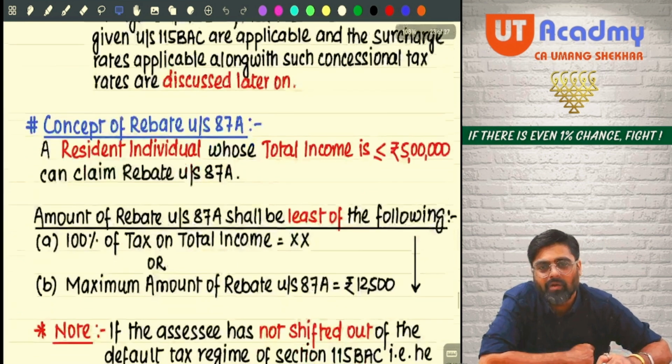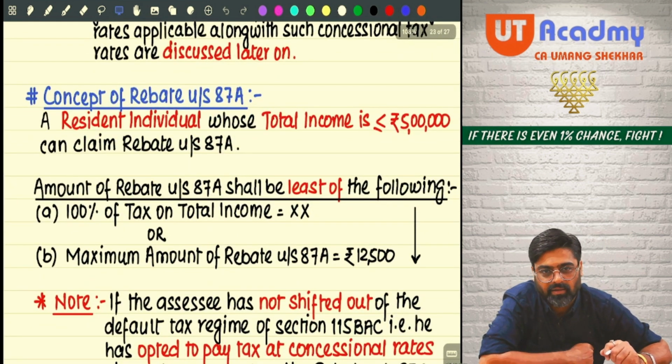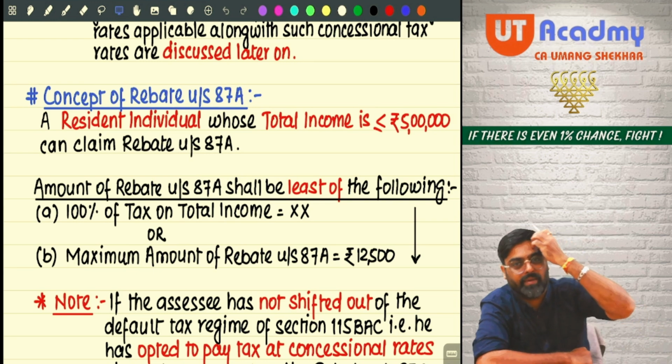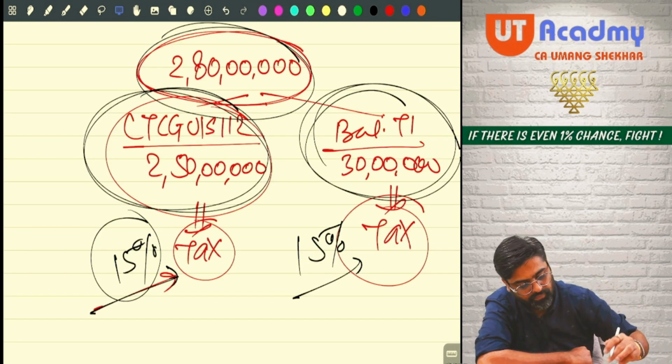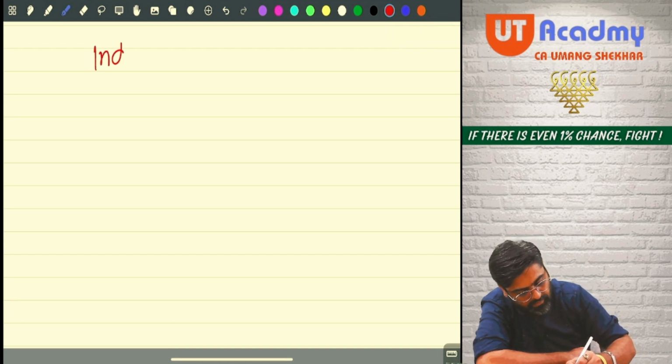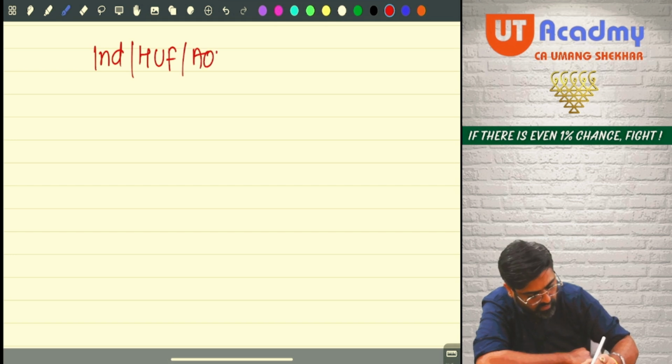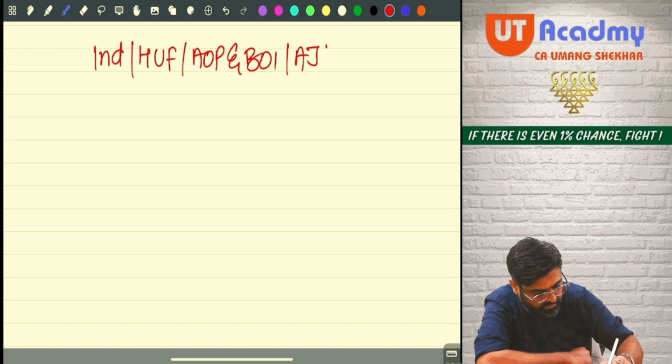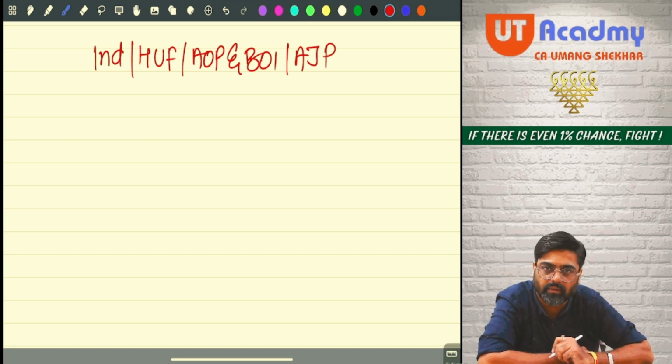Okay. Now I will discuss the concept of rebate under section 87A. So there is a concept called rebate. See, individual, HUF, AOP and BOI, and there is AJP, right?